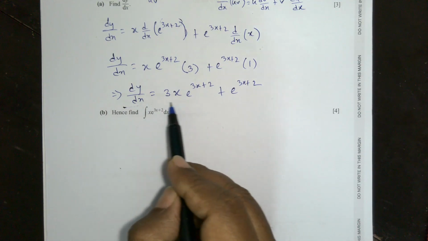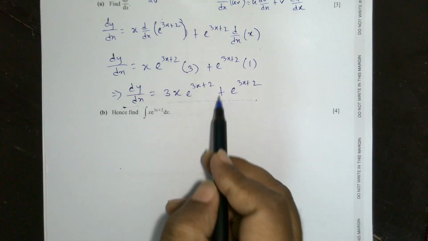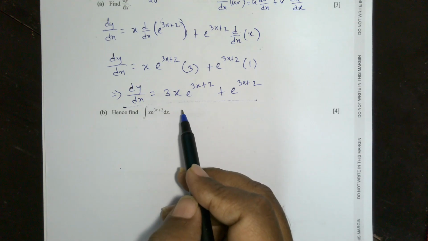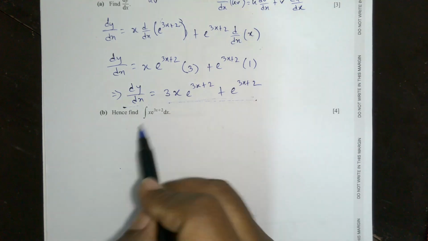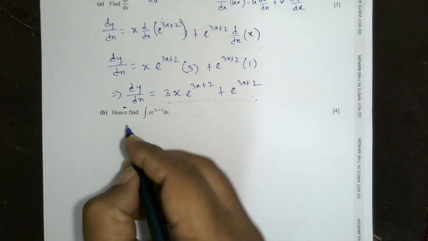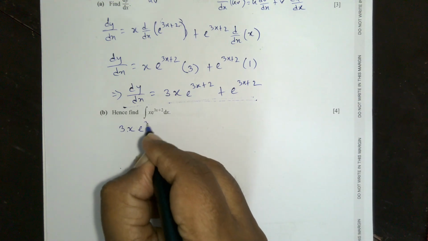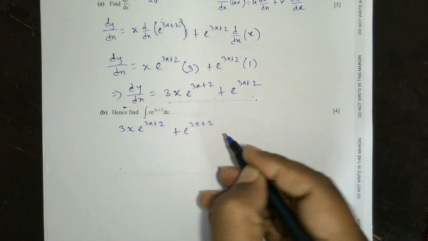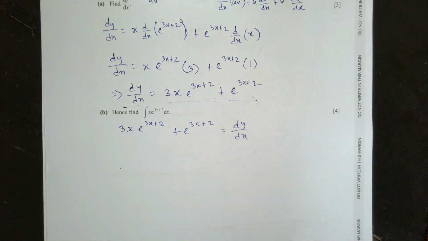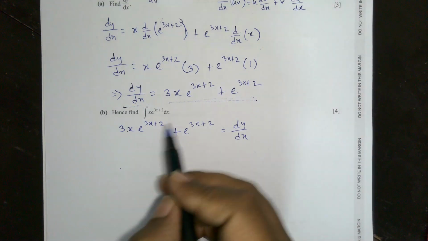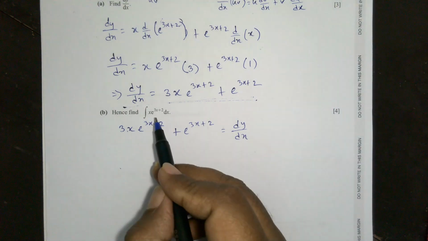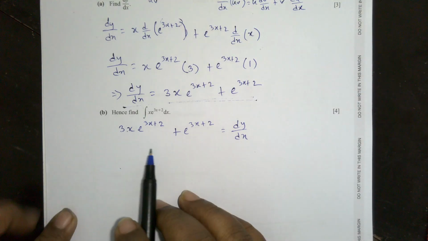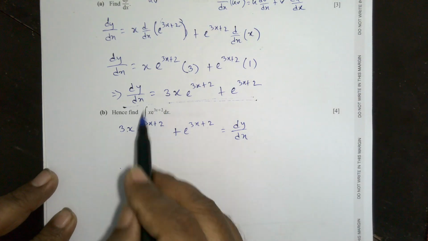For this type of math, I start where we finished the first part, but changing the order of the sides. I will write the right hand side on the left hand side, like this: 3x times e to the power 3x plus 2, and then plus e to the power 3x plus 2 is equal to dy over dx. Now our first objective should be, how can we bring this expression on the left hand side? All other things will be changed accordingly in order to get this expression.